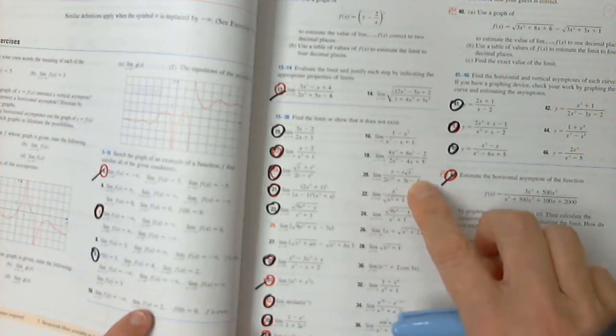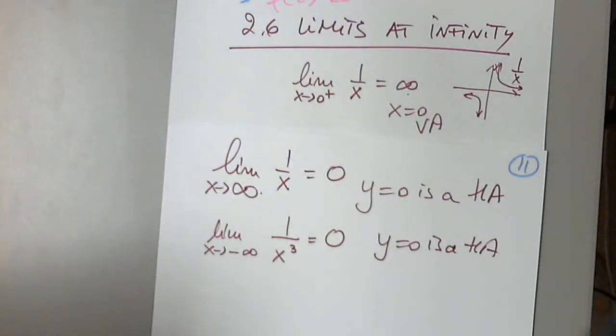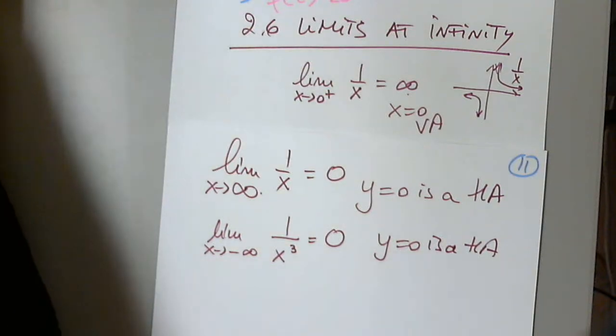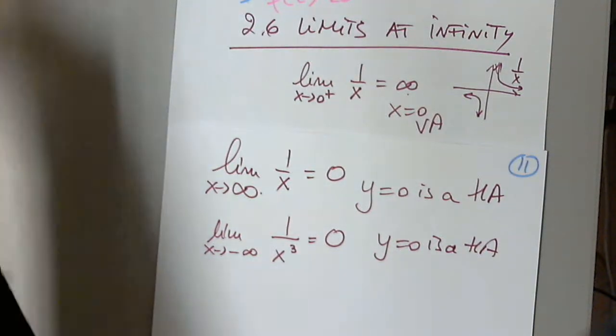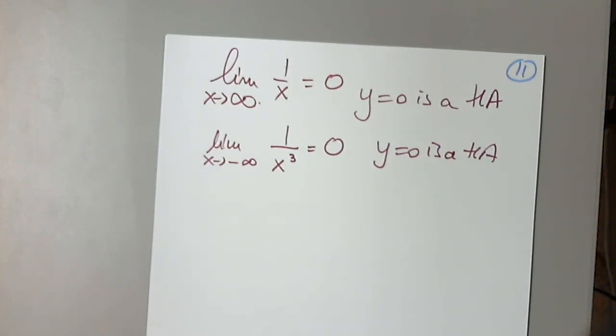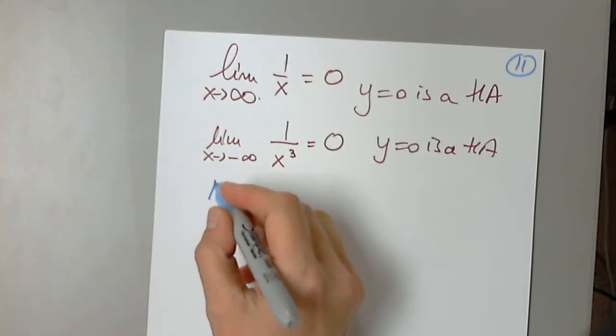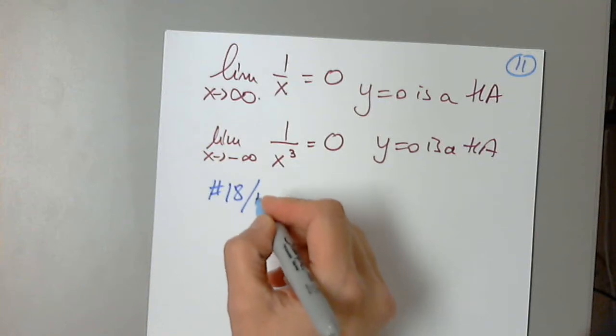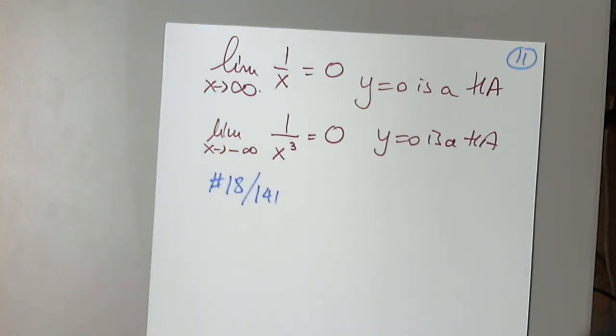Yes, so we're going to do 20. Very good. What else? 30. Okay, we want to do 30, 20 and 30. However, I will start with 18 and then we'll go to 20. So for now, for a few minutes, we're going to practice these limits. So this is problem 18 on page 141. Ready?